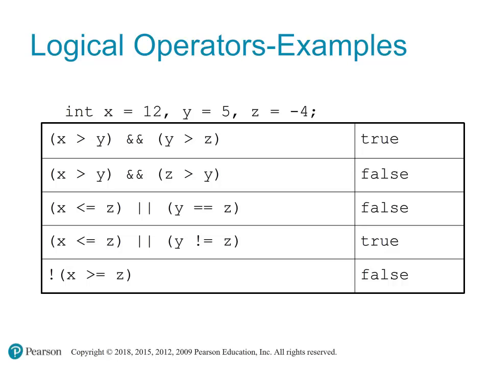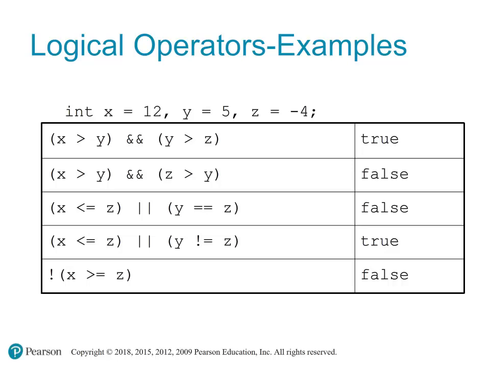The second one, x greater than y and z greater than y. So the first condition is true because 12 is greater than 5. But the second condition is false. The -4 greater than 5 is false.